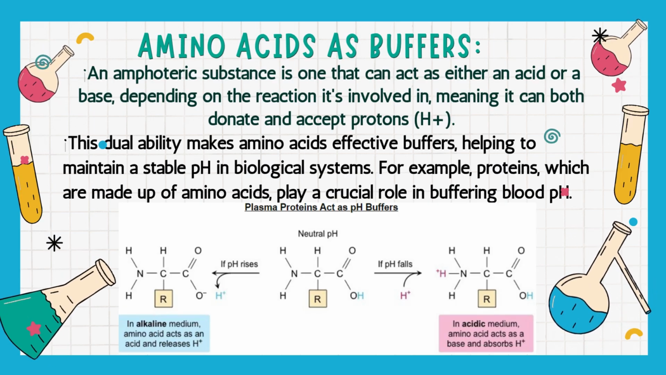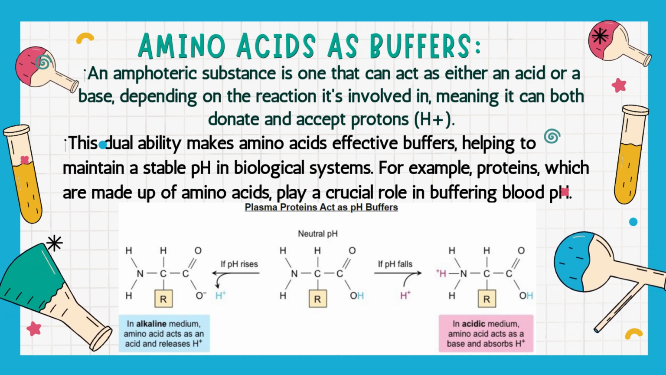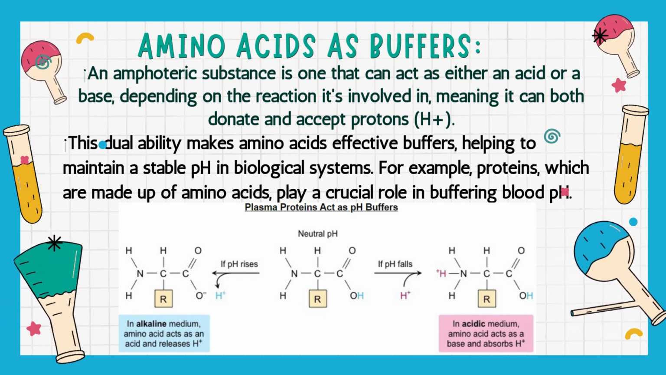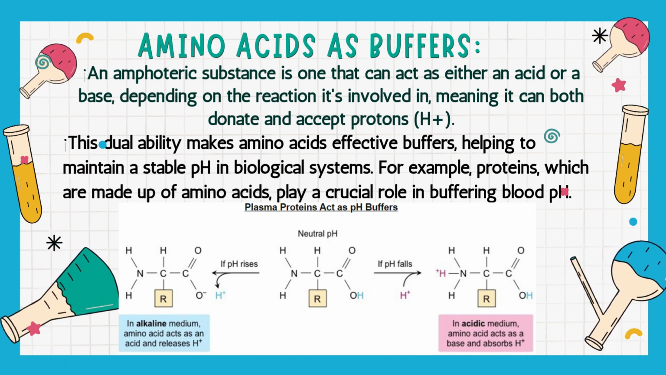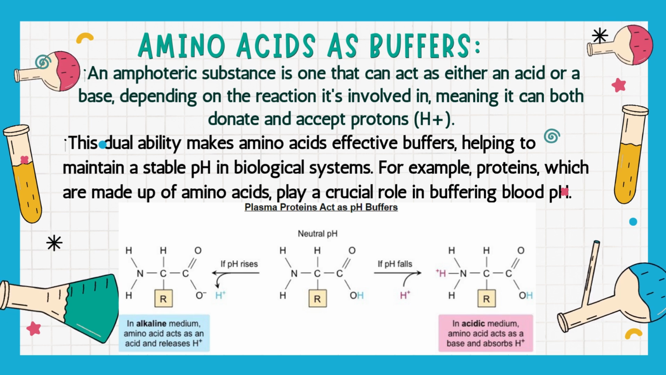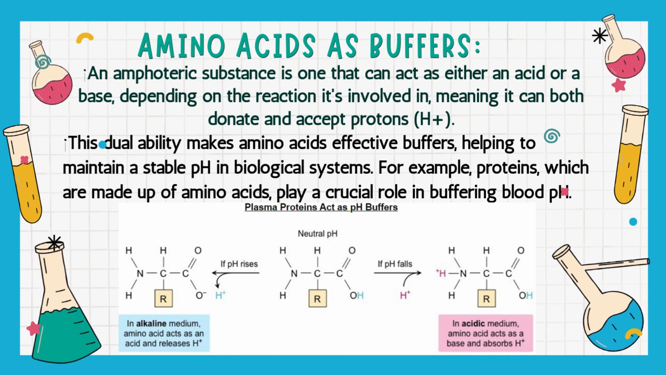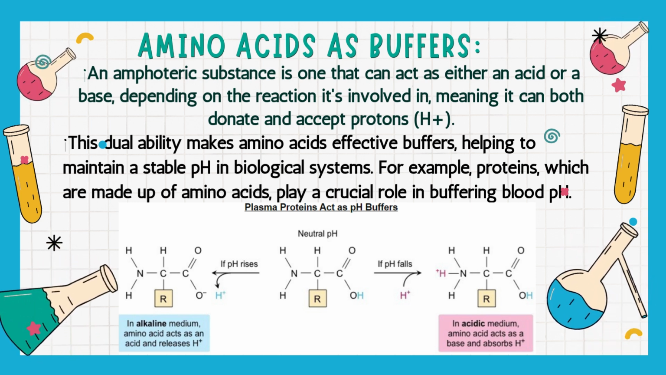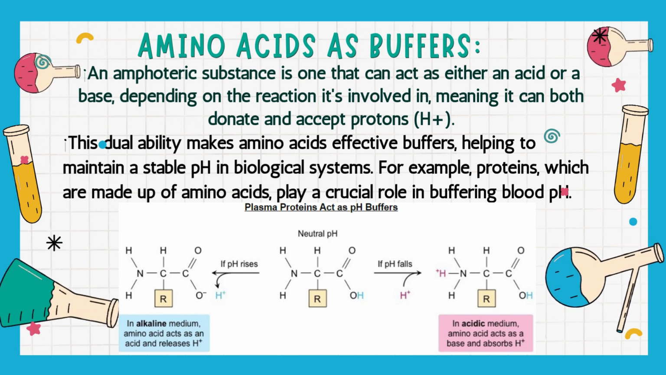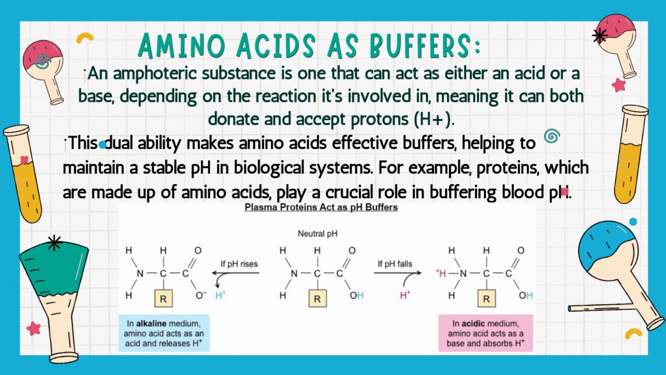Here's the magic. In neutral pH, like your blood, it becomes a zwitterion, with a positive NH3 head and negative COO tail. In acidic medium it grabs extra protons like a sponge, and in basic medium it donates protons like a charity. This dual ability makes amino acids effective buffers, helping to maintain a stable pH in biological systems. For example, proteins, which are made up of amino acids, play a crucial role in buffering blood pH.